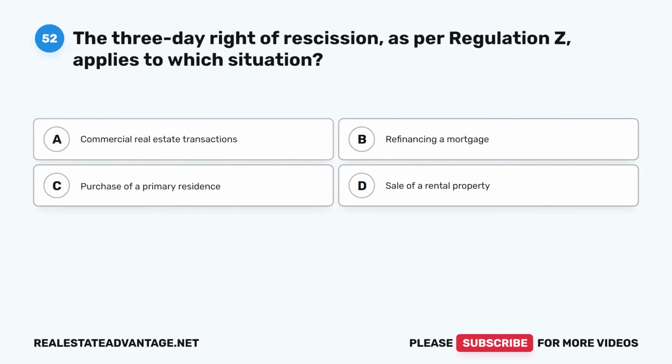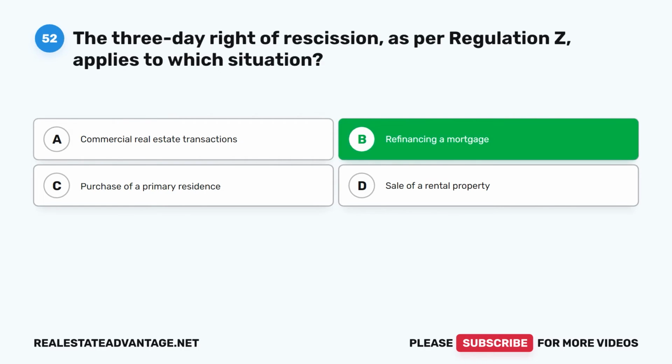Question 52. The 3-day right of rescission, as per Regulation Z, applies to which situation? A. Commercial real estate transactions. B. Refinancing a mortgage. C. Purchase of a primary residence. D. Sale of a rental property. The correct answer is B.